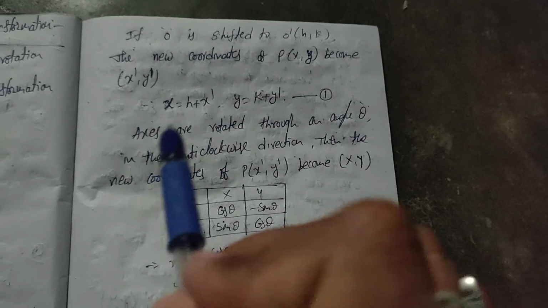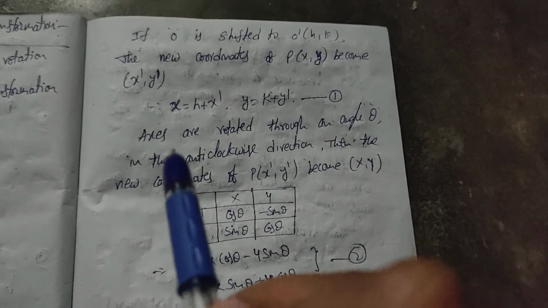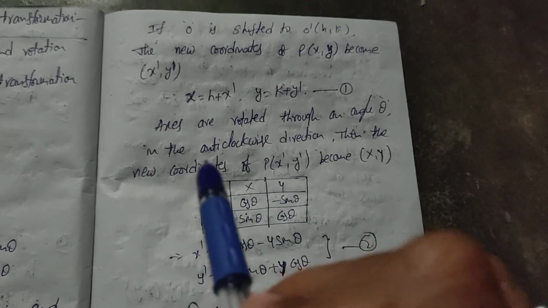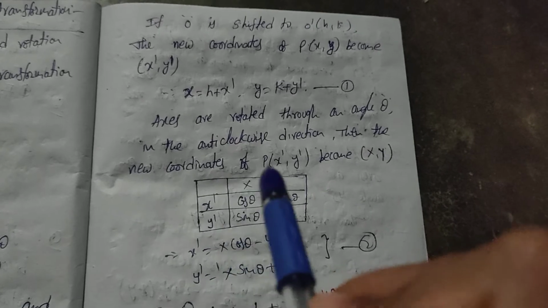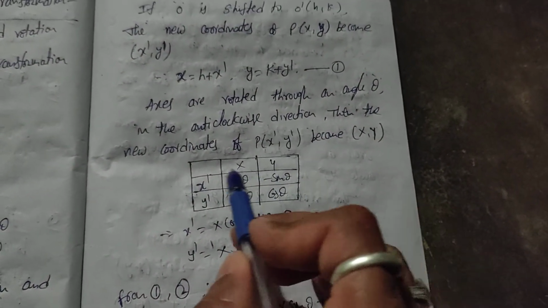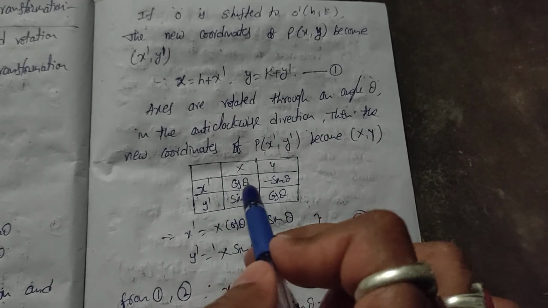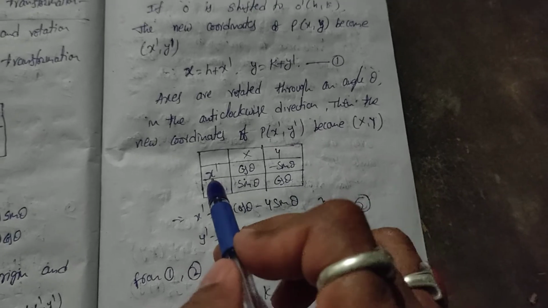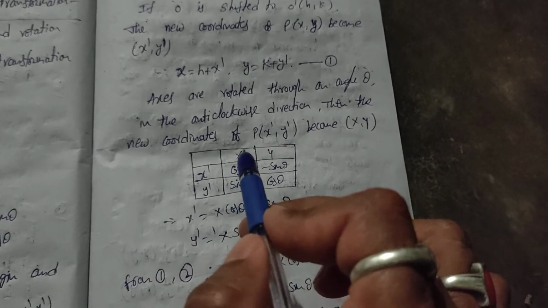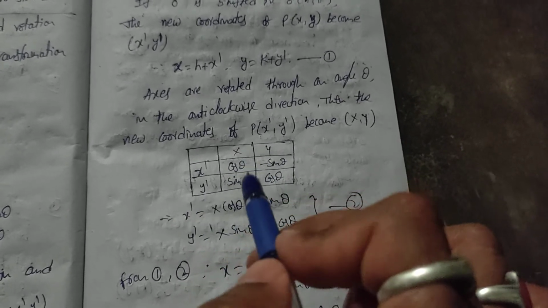So now, after shifting to this point, we are going to rotate by an angle theta. The axes are rotated through an angle theta in the anti-clockwise direction. Then the new coordinates of P are (x', y'). So now this (x', y') becomes capital X, y. So here you write the table: take capital X, y and x', y'. Same formula, cos theta, minus sin theta, cos theta. Now x' is equal to x cos theta minus y sin theta, and y' is equal to x sin theta plus y cos theta.